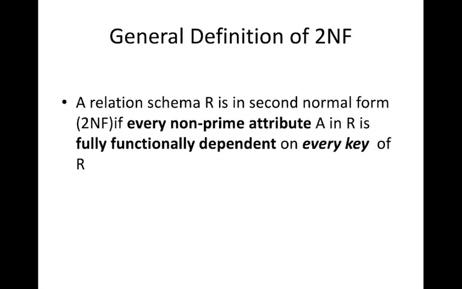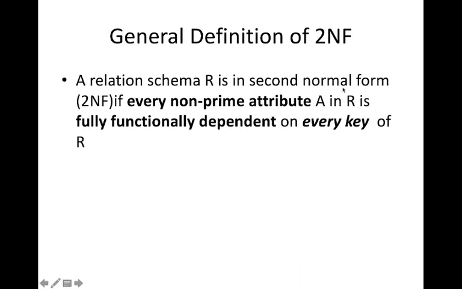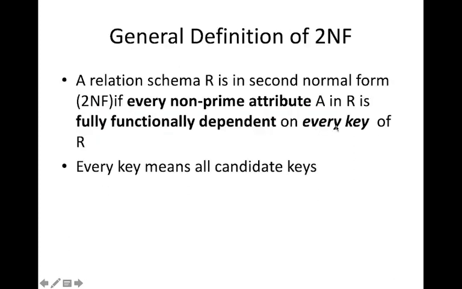Now we will define the general definition of second normal form. A relation schema R is in second normal form if every non-prime attribute A in R is fully functionally dependent on every key of R. That is the only difference. In the earlier case, we considered only the primary key. Here we are making it every key of R. There are different candidate keys also, so we have to consider all of them. Every key means all candidate keys, so every non-prime attribute should be fully functionally dependent on all candidate keys.